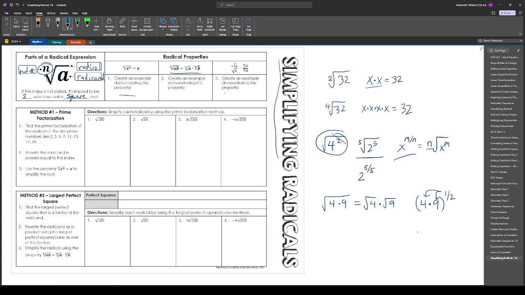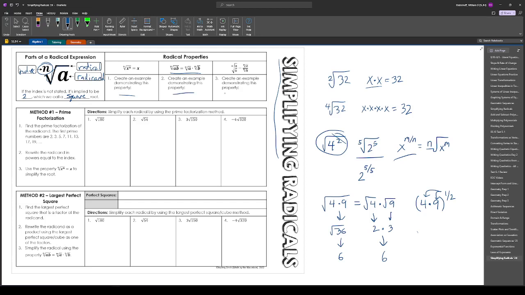So let's just evaluate this and see. So this one is the square root of 36, and we know that that is 6. This one, the square root of 4 is 2, and the square root of 9 is 3. So we know that 2 times 3 is 6. So hopefully that helps you see that this is okay, that we can take a number and kind of break it apart into separate pieces like that. So that would be an example to go here as number 2.